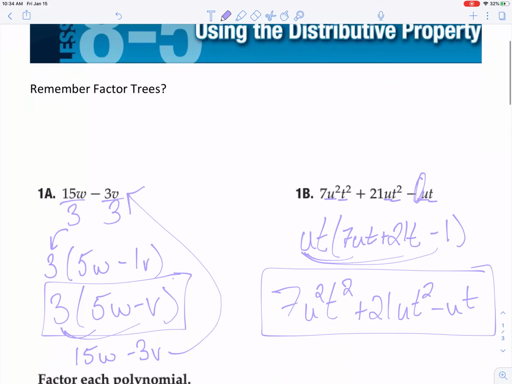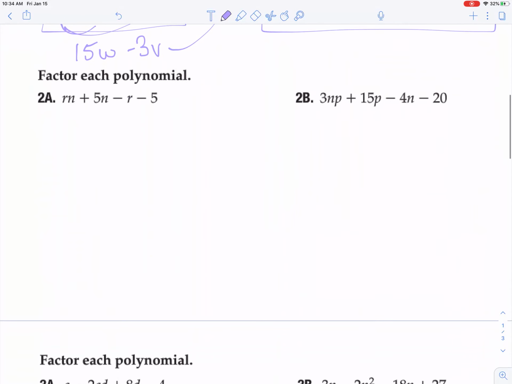So this is the second video for 8.5. Now we're going to do what we call factor by grouping. So for factor by grouping, what I'm going to do is kind of start the same way. I'm going to say, okay, what can I take out of all of these?